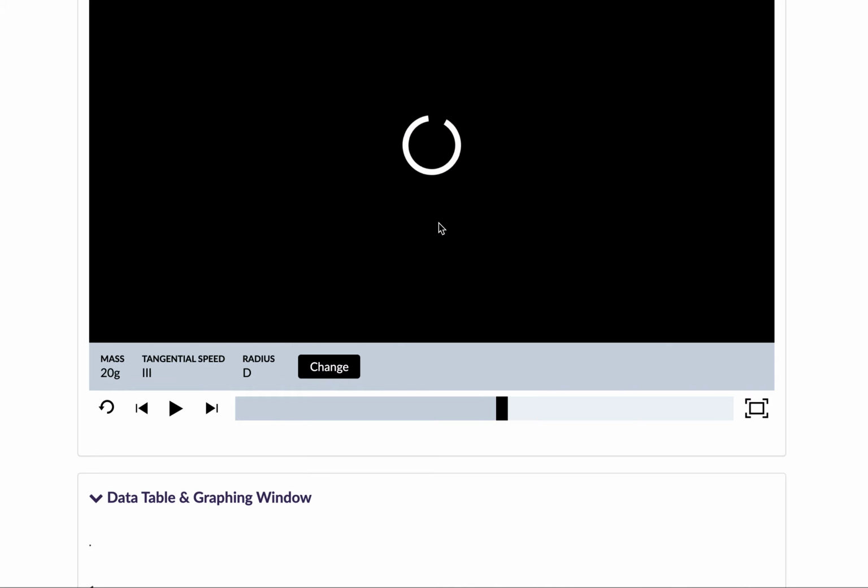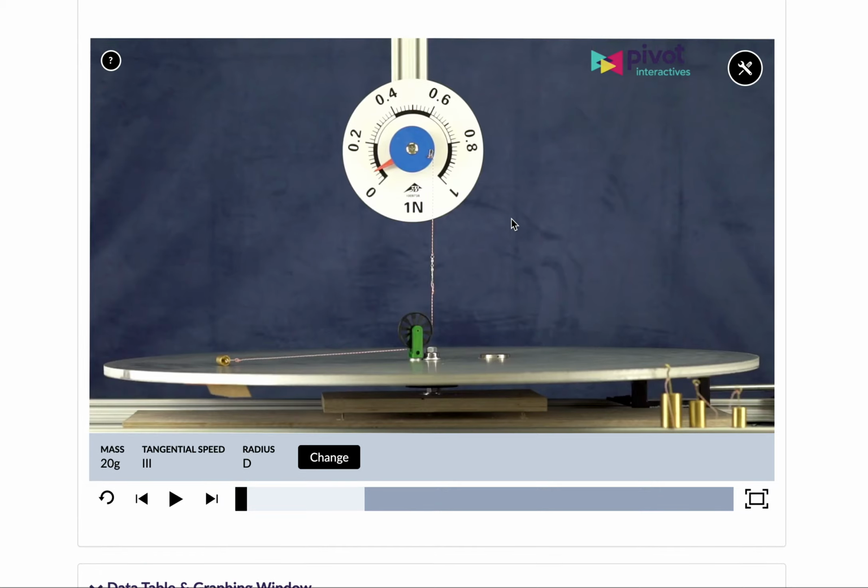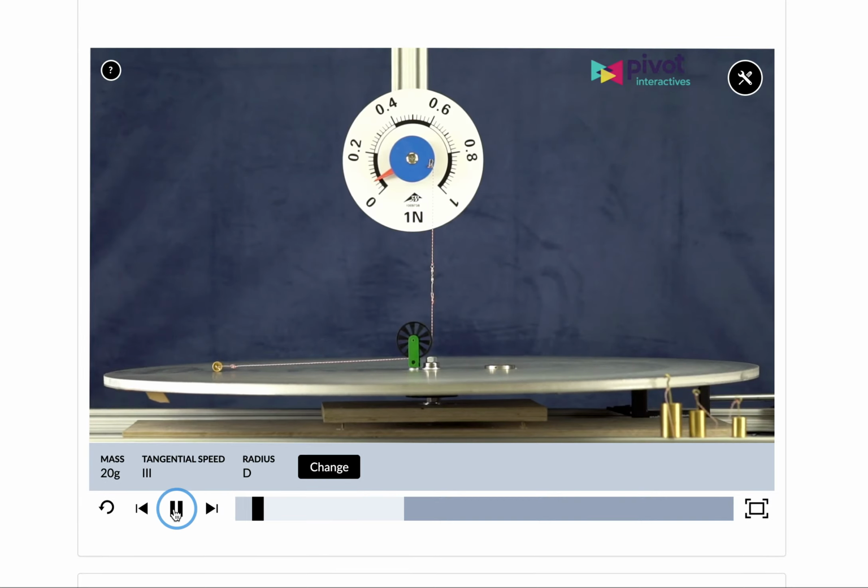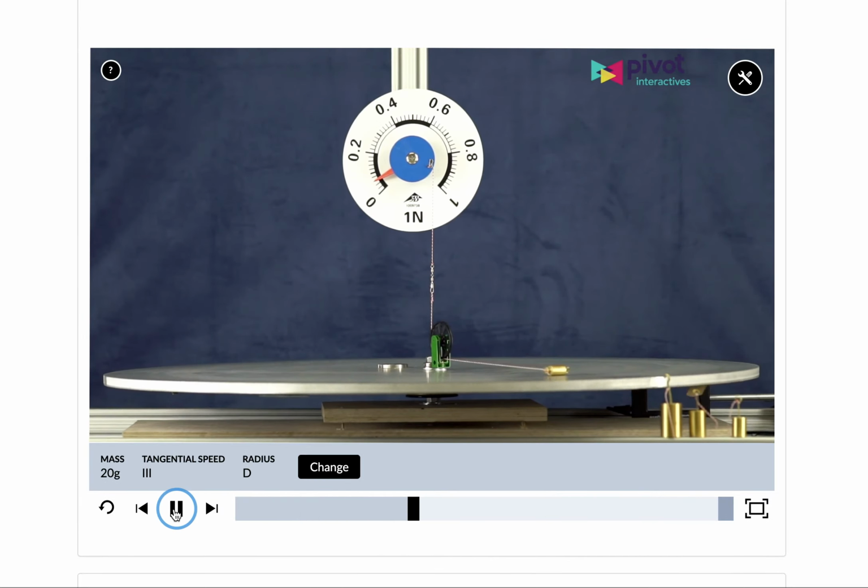Okay, so I'm going to load this. And if I hit play, you can see the video. And then I'm going to measure the force that's pulling inward on this mass, right? And that force is showing up on the spring scale because it's connected by a pulley to this string. So it's measuring the tension. This is measuring in units of newtons, 0.2, 0.4, 0.6, 0.8 newtons, all the way up to 1 newton.